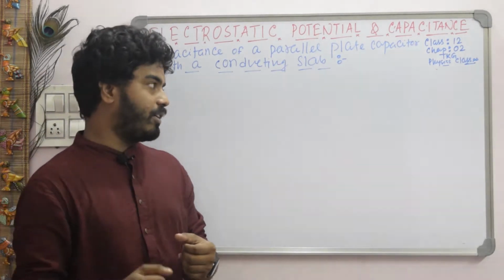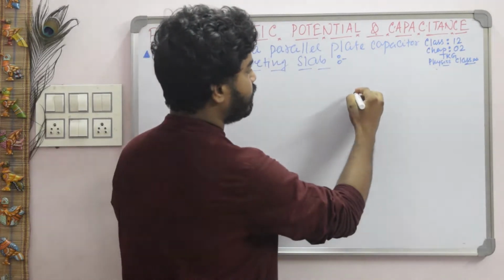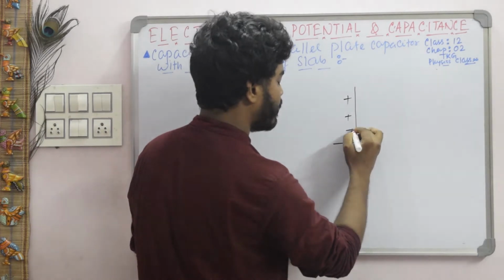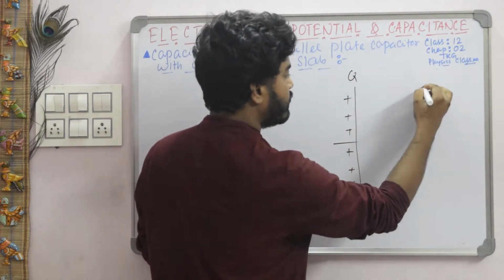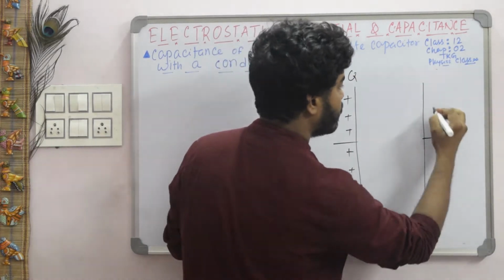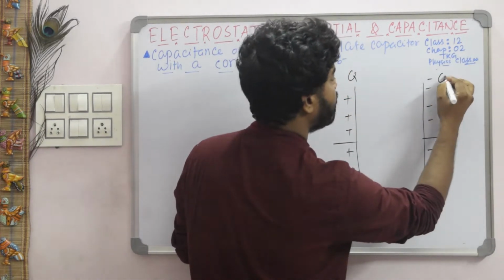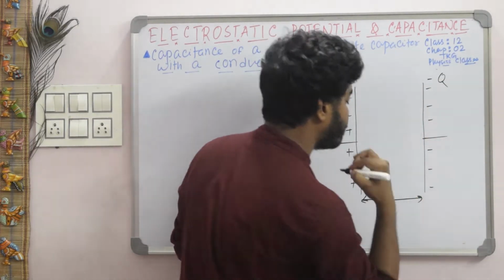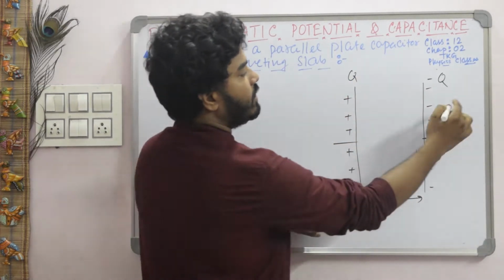So first of all, you draw the diagram. Suppose this is a positive plate and the positive plate charge is represented by plus q, and this is a negative plate and the charge of the negative plate is represented by minus q, and the plate separation is represented by d, and suppose each plate area is A.